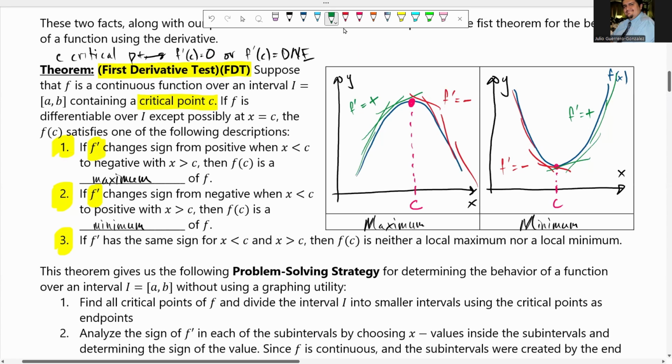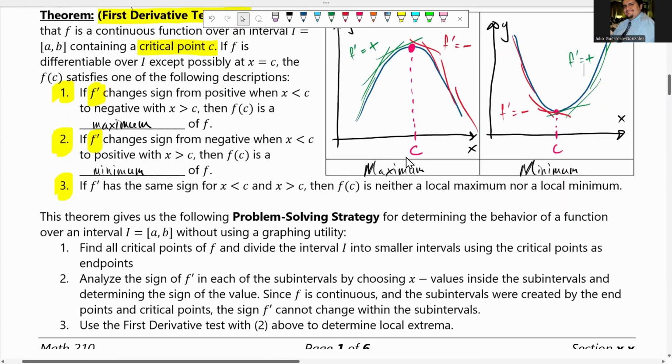Okay, awesome. Now, notice what we did here. We were just looking at slopes of tangent lines, and we're able to get this kind of test. What comes up next, just from the first derivative test, is a pretty darn good problem-solving strategy for determining what a function does over a specific interval a, b. And all it uses is the first derivative test.